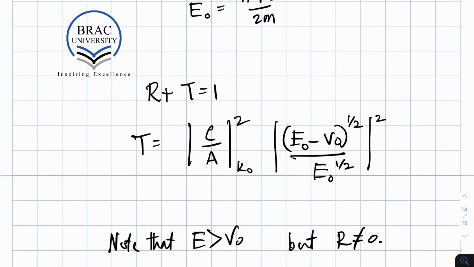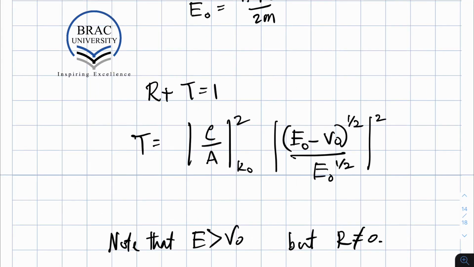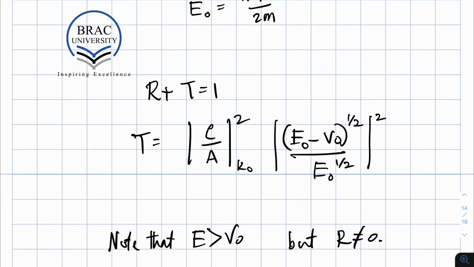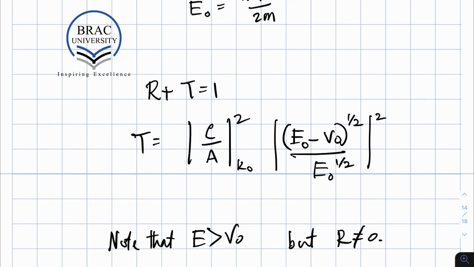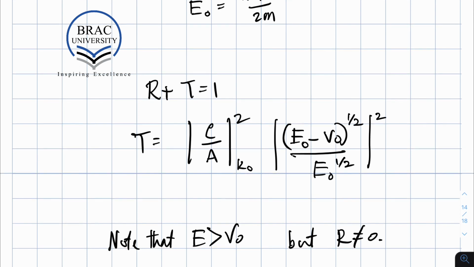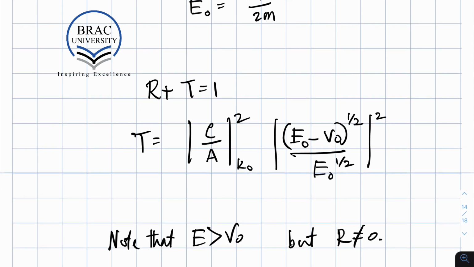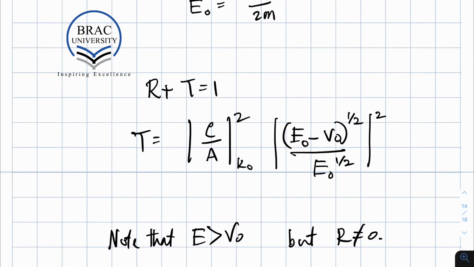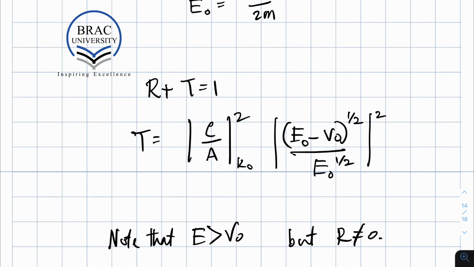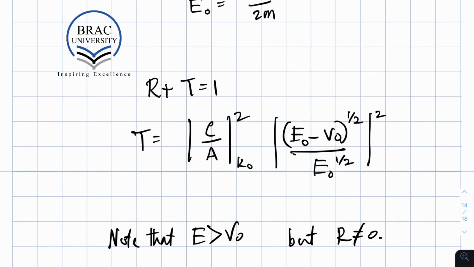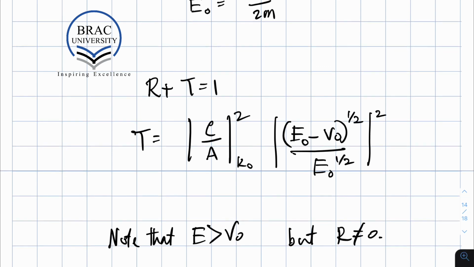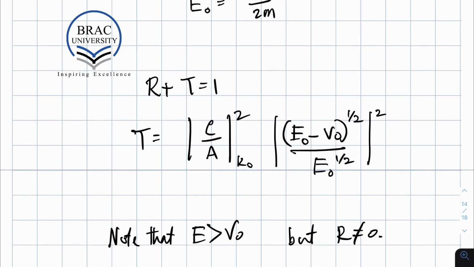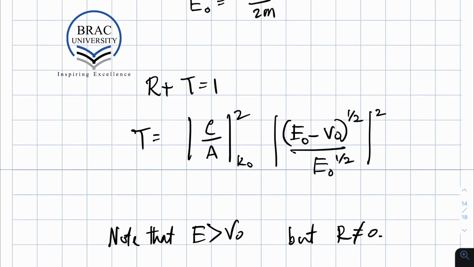Note that we have E greater than V0, but R is not equal to 0. So this means that, unlike in classical physics, in quantum mechanics, whenever we have a particle which has energy greater than the potential energy of a barrier, there will be a non-zero probability that it will get reflected back.